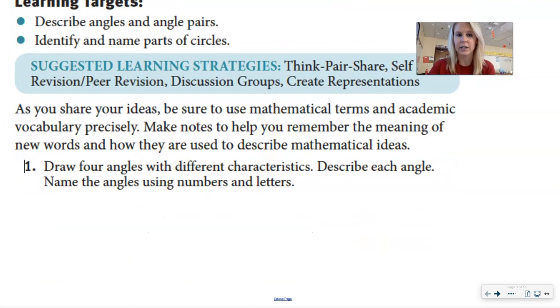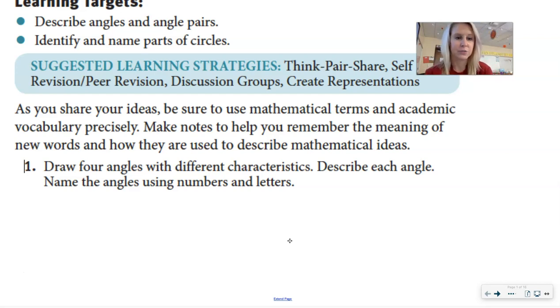So let's get started. As you share your ideas, be sure to use mathematical terms and academic vocabulary precisely. That means drop some angle knowledge, drop some fancy vocabulary words that we've been working on. Make note to help you remember the meaning of new words and how they are used to describe in mathematics.